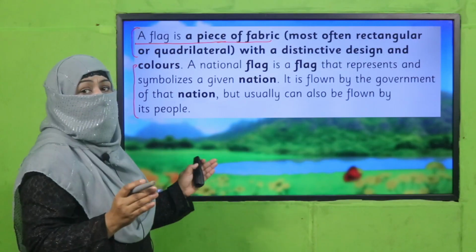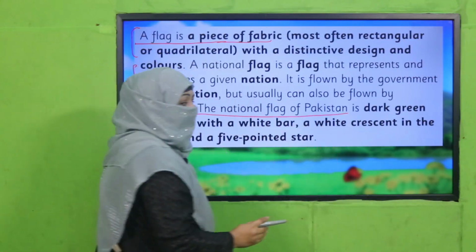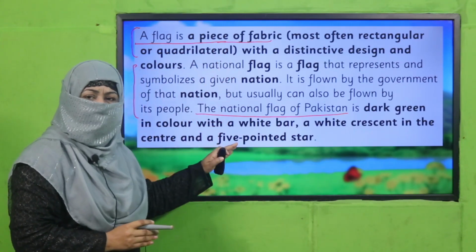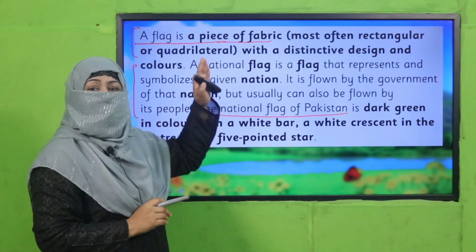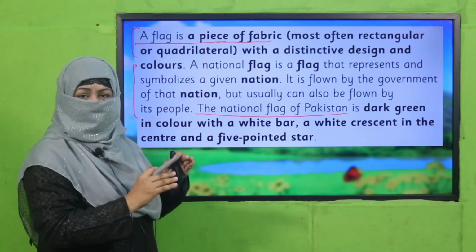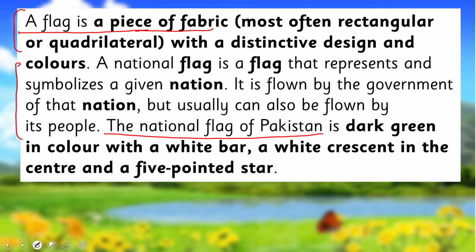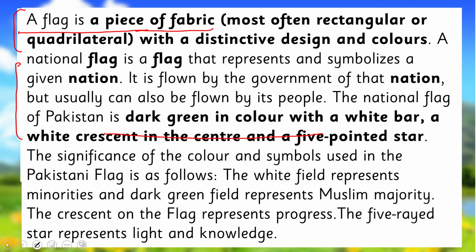Now let's make it more specific. The national flag of Pakistan. You see how gradually from general we are making it specific, keeping adjectives, keeping the paragraph structure, right? The national flag of Pakistan is dark green in color with a white bar, a white crescent in the center, and a 5-pointed star.